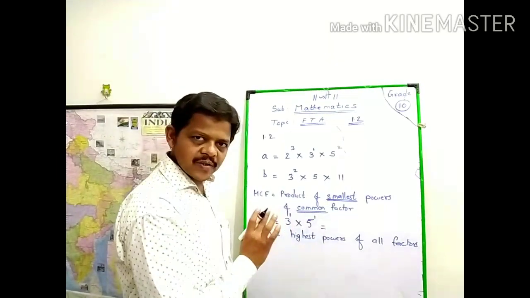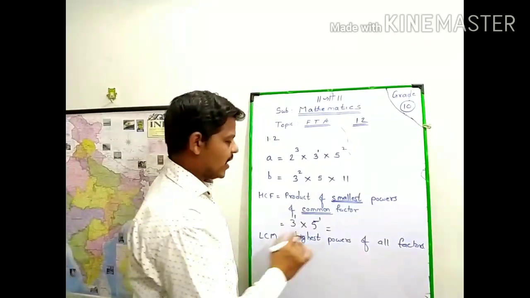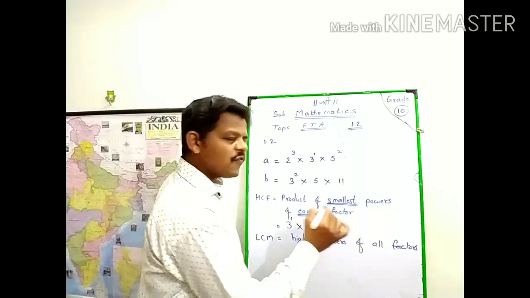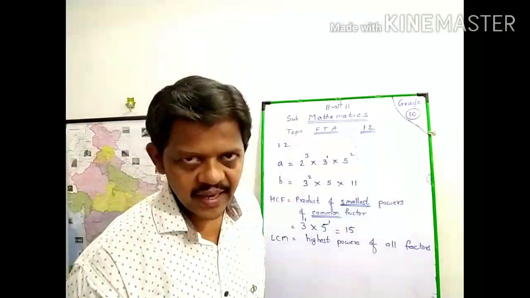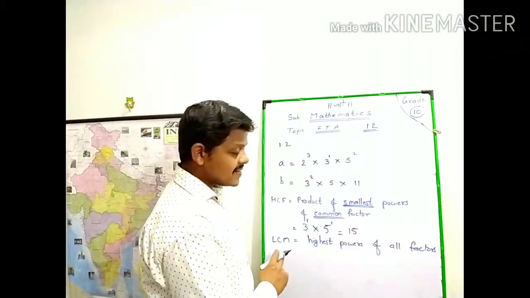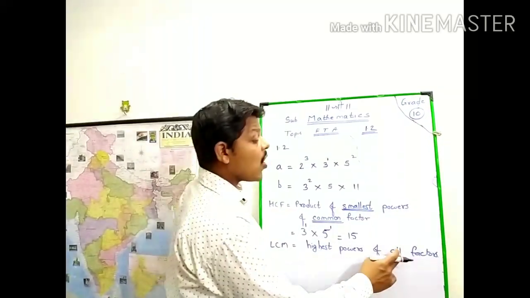Simply 3 raised to 1 is 3. 5 raised to 1 is 5. 3 into 5, 15 becomes the HCF. And then for the LCM, highest powers of all the factors.